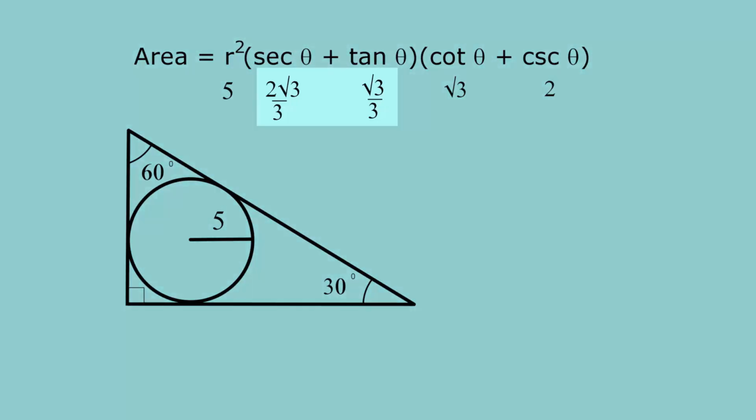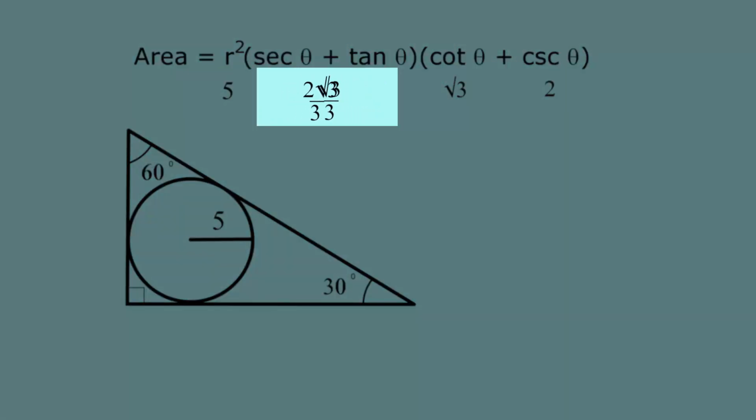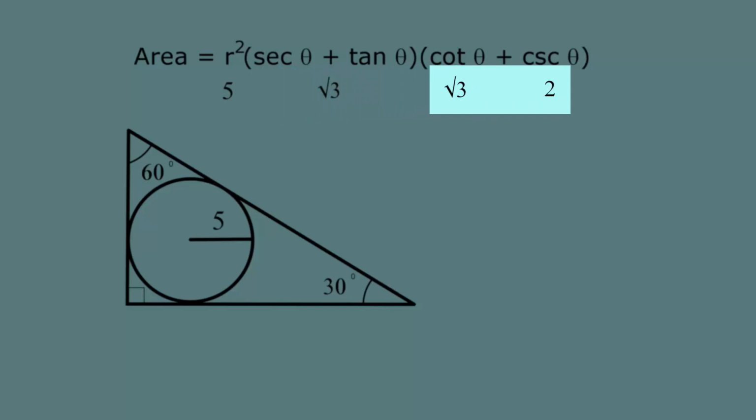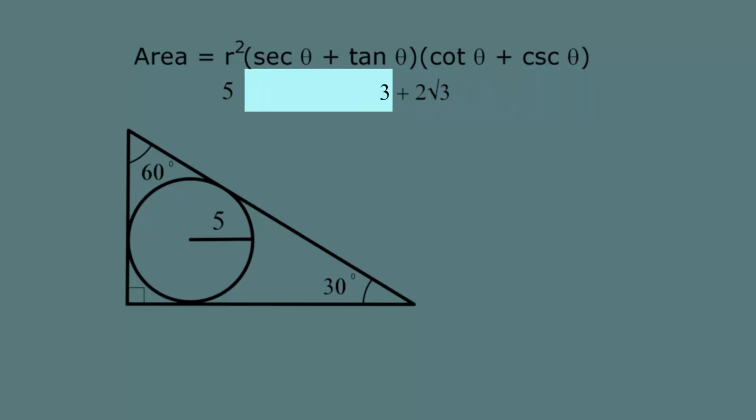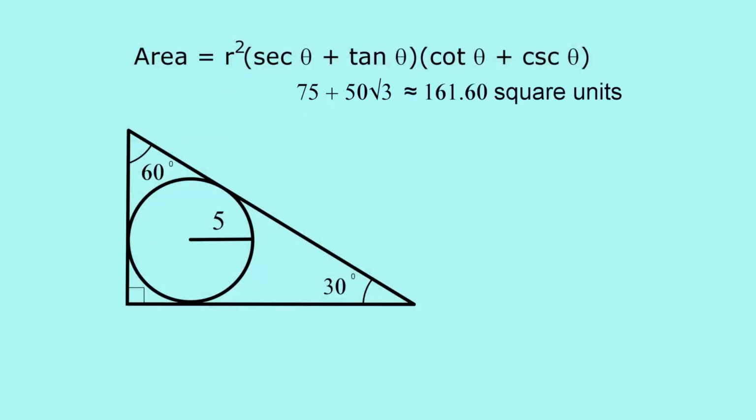So 2/3 of radical 3 plus 1/3 of radical 3 is just radical 3. Radical 3 plus 2 is radical 3 plus 2. Radical 3 times radical 3 plus 2 is 3 plus 2 radical 3. R squared is 25. And finally, 25 times 3 plus 2 radical 3 is 75 plus 50 radical 3, or approximately 161.6 square units. And that's the answer.